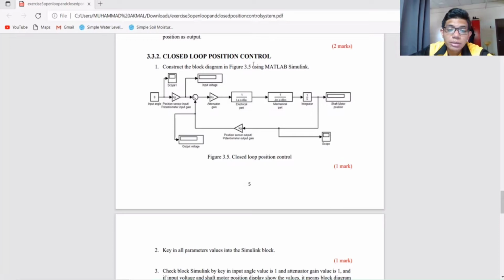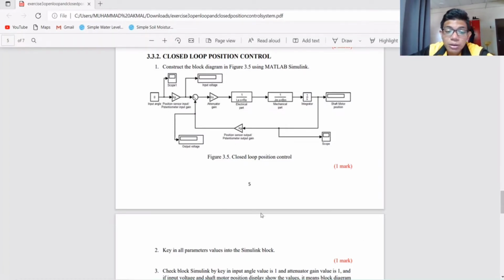For today I would like to execute experiment number 8, which is the closed loop position control for subject BEV 30401 Power Engineering Laboratory 1. In order to execute the experiment, firstly we need to construct the block diagram in figure 3.5 by using MATLAB Simulink. Then we must key in all the parameter values into the Simulink block.